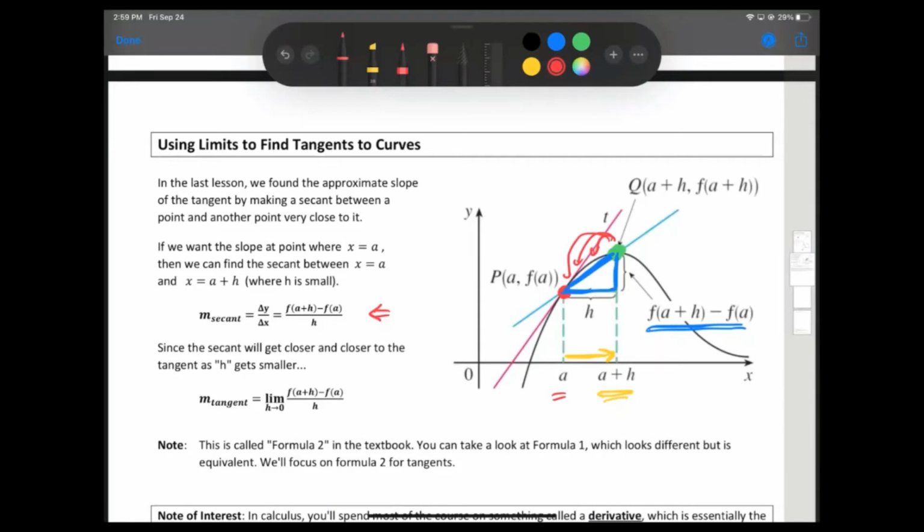To be technical, this is essentially what we did. We let h go to 0 as we looked at f at a plus h minus f at a, over h.